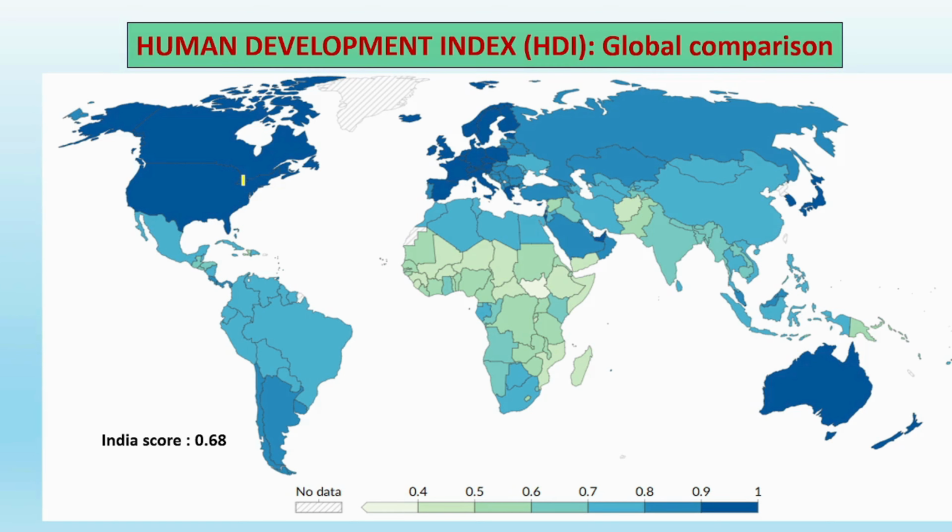Countries with the thickest blue color are well developed compared to the diluted blue color. In the case of India, the score of Human Development Index is 0.68, meaning almost 0.7. Human Development Index always lies between 0 and 1. And the India score is 0.68.